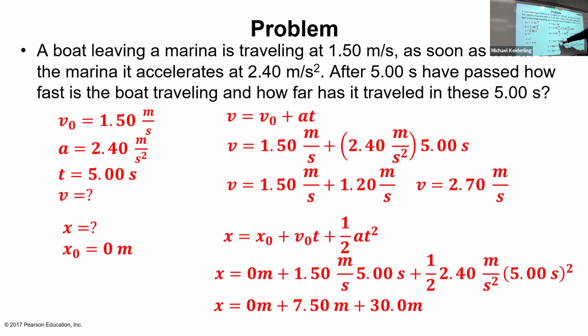You get 7.5 meters from the initial velocity times time, and 30 meters from 1/2 times acceleration times time squared. So if it wasn't accelerating, it would have gone 7.5 meters, and the acceleration makes it go an extra 30 meters. And that comes out to 37.5 meters.